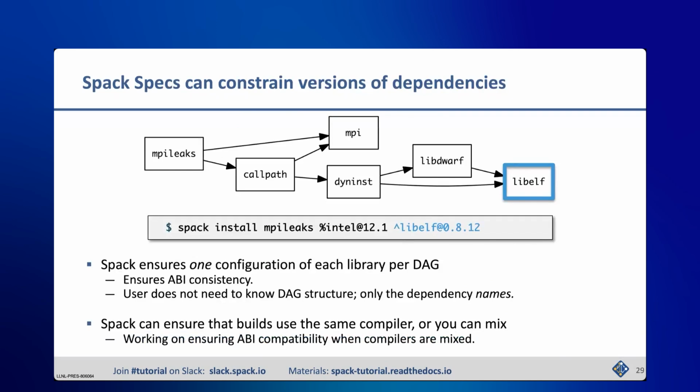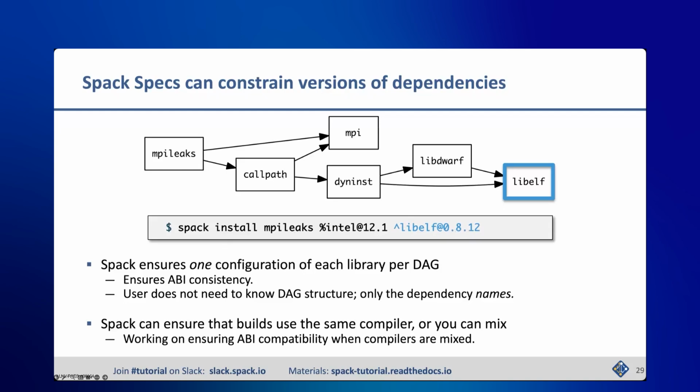And so here, what you're doing is you're saying, okay, MPI leaks with the Intel compiler, I want to install that. But I know that, say, the latest version of libelf is breaking my build. So I want to build an older version, or I want to reproduce an older build. And I want to say, use libelf at 0.8.12.